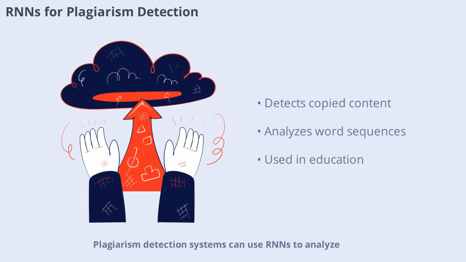Plagiarism detection systems can use RNNs to analyze the sequence of words and phrases in documents, identifying similarities and potential copied content. By considering the context and order of words, RNNs can detect subtle forms of plagiarism that rule-based systems might miss, making them valuable tools in education and publishing.